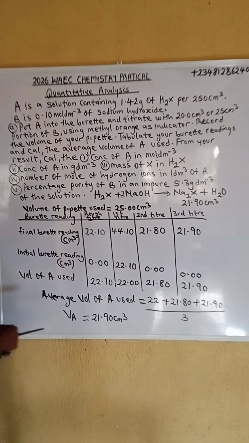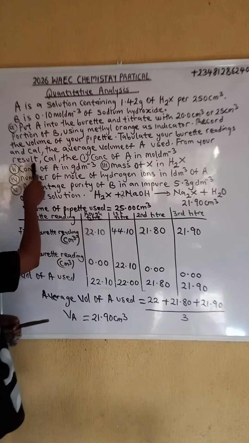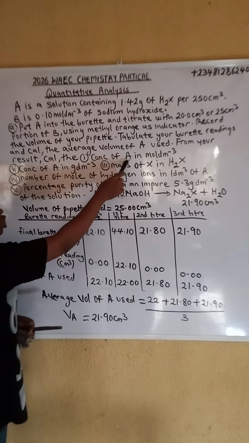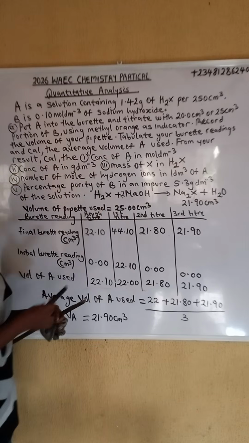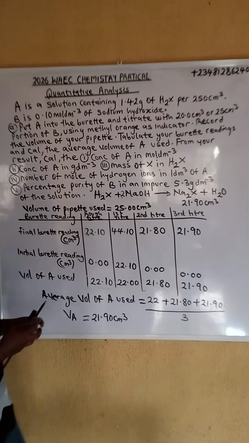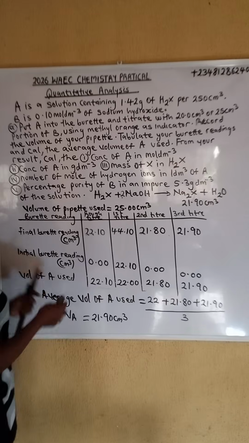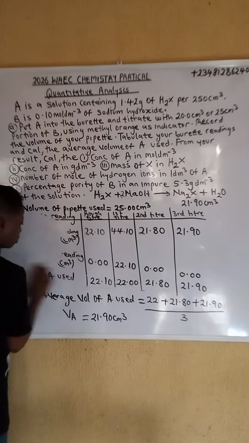So let's move to the next question. The next question says that from your result, calculate the concentration of A in mole per dm cube. Calculate the concentration of A in mole per dm cube. So let's bring out all the parameters in the question.